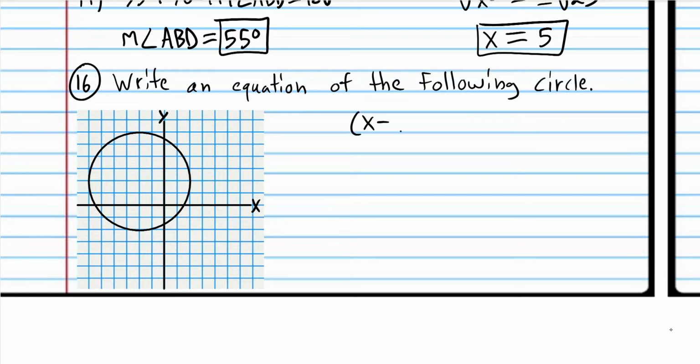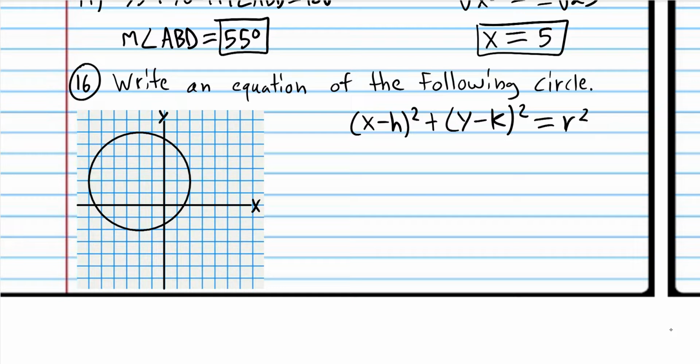So remember, the general form of the equation of a circle is the following. And (h, k) is the center. This is the x value of the center point, and this is the y value of the center point. And r is the radius of the circle.